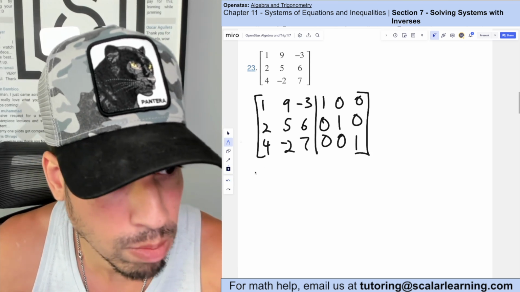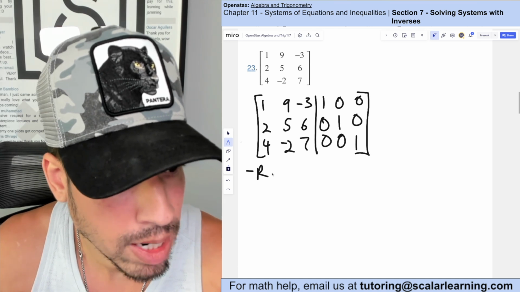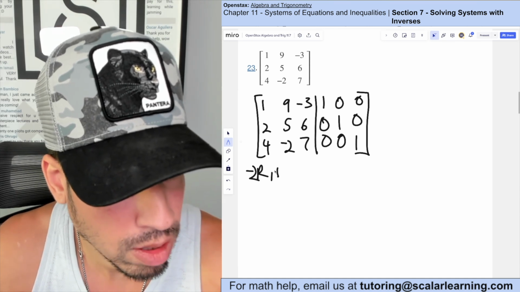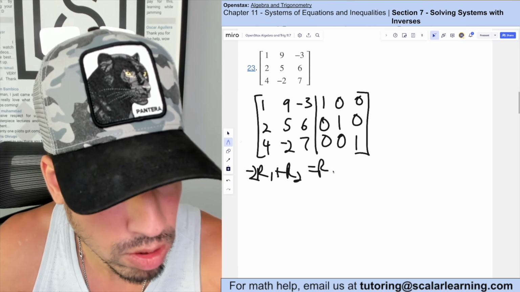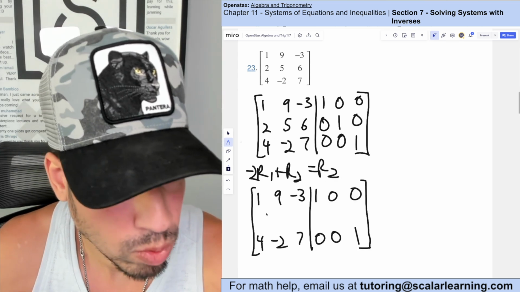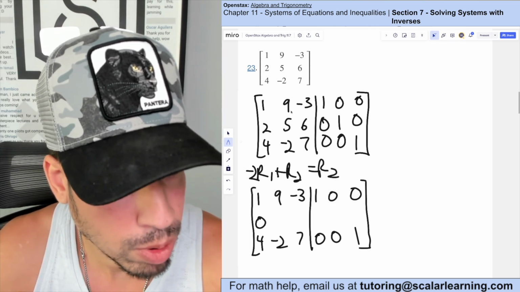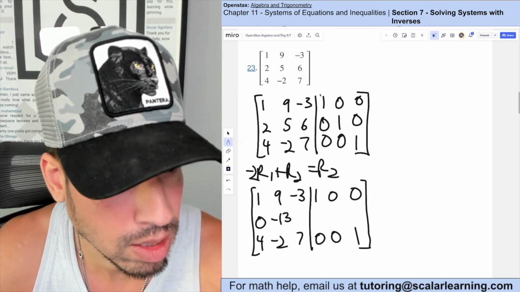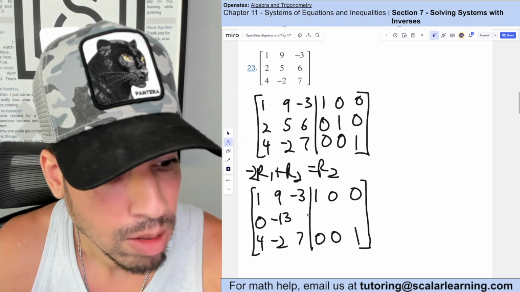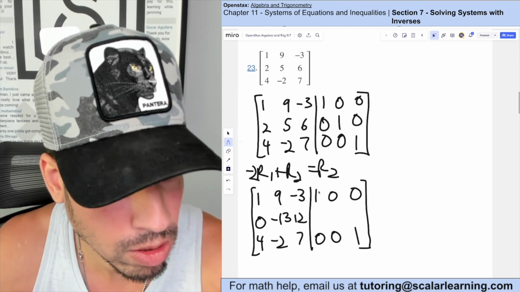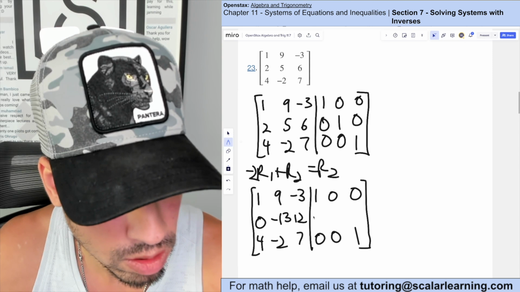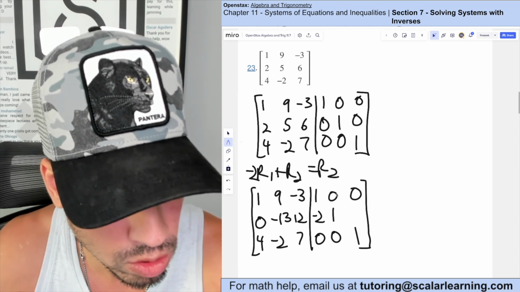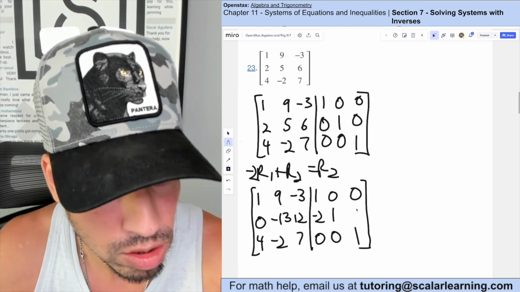So first I'm going to multiply row 1 by -2 plus row 2 to get a new row 2. Let's write that out. So we got -2 times 1 is -2 plus 2 is 0. Boom. -2 times 9 is -18 plus 5 is -13. And then -2 times -3 is 6 plus 6 is 12. We got to do the same here. -2 plus 0 is -2. 0 plus 1 is 1. 0 plus 0 is 0.